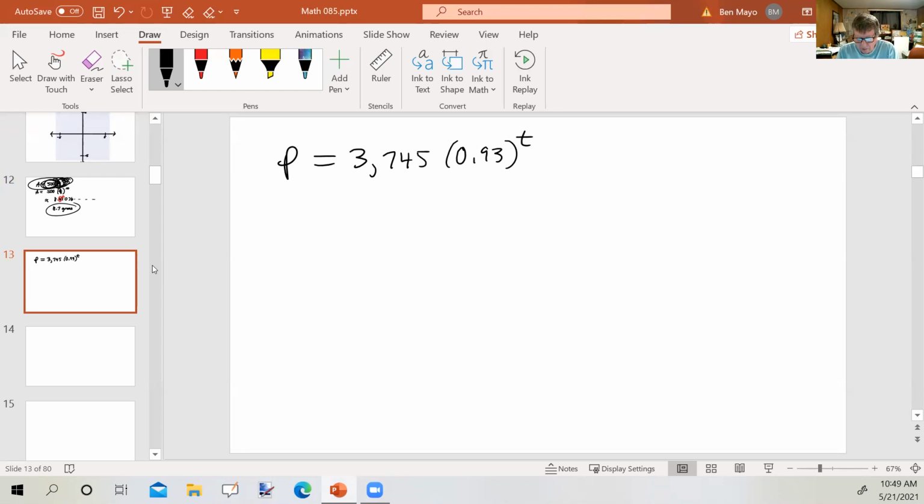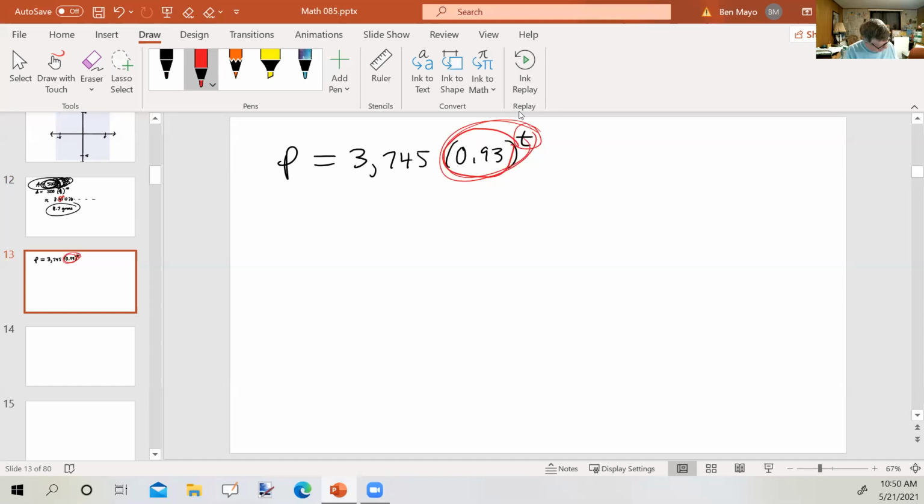It's going to be 3,745, because when T is 0, this is 1, and 1 times 3,745 is 3,745. Is this thing increasing or decreasing? It's decreasing because the base is less than 1 raised to the T power. All right, now let's read it.